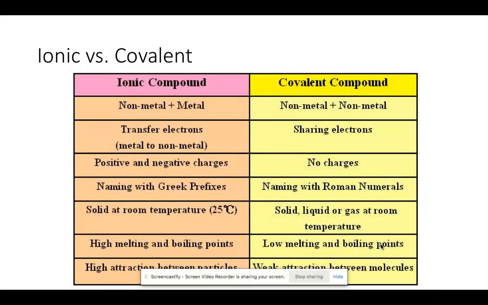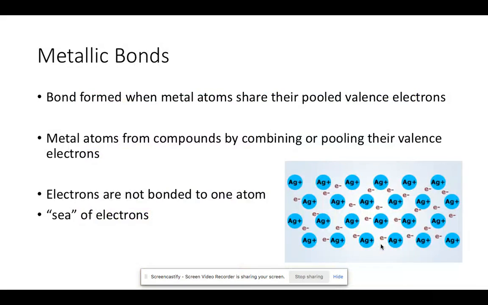They are usually named with Greek prefixes, solid at room temperature, have high melting and boiling points, and a high attraction between particles. So they're very strong. Covalent bonds, which we talked about previously, are between a nonmetal and nonmetal. They share electrons, they don't transfer them. They have no charge. They're named with Roman numerals, and they are usually solid, liquids or gases at room temperature. They have low melting and boiling points and weak attraction between molecules.